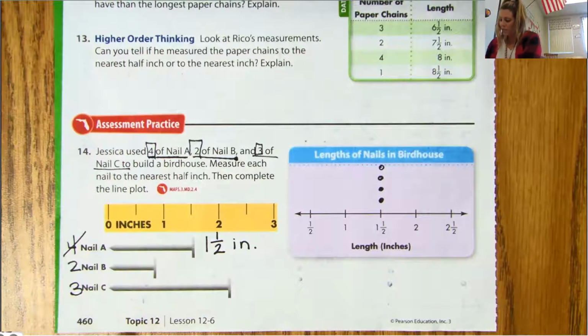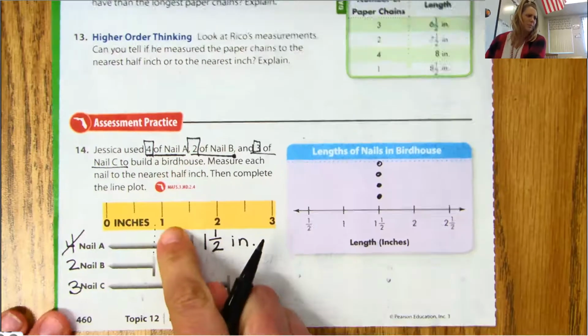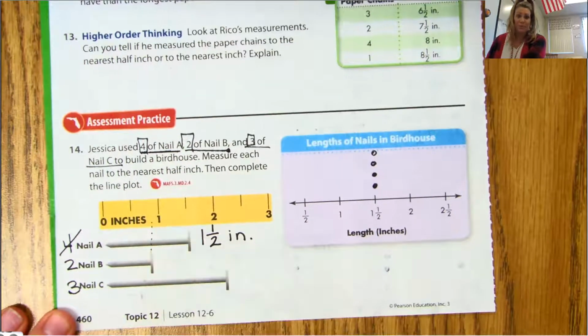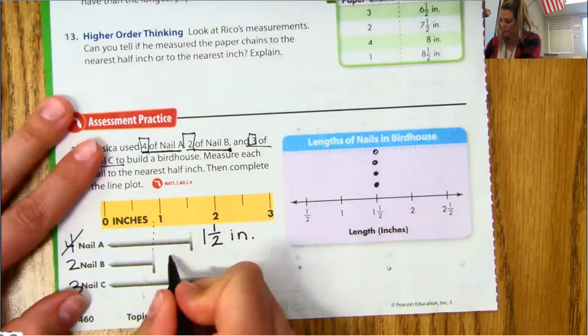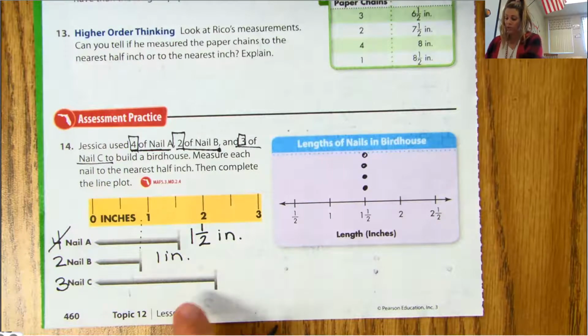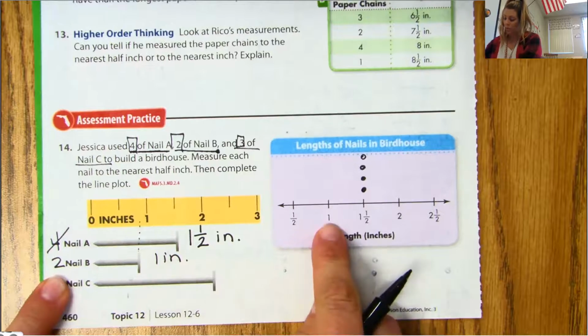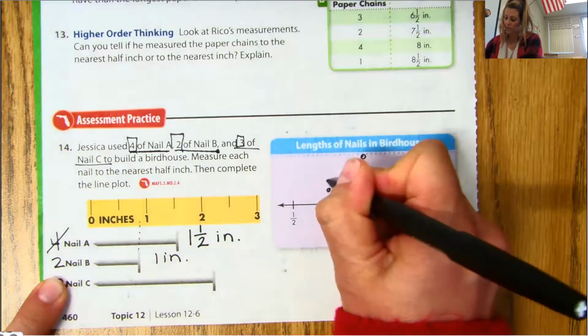All right, so nail B, let's see. Nail B is pretty close to what? It's pretty close to 1 inch, right? All right, stop. How many dots do we have to put on our line plot for 1 inch? We have to put 2. So find 1 inch, and we're going to make 2 dots.